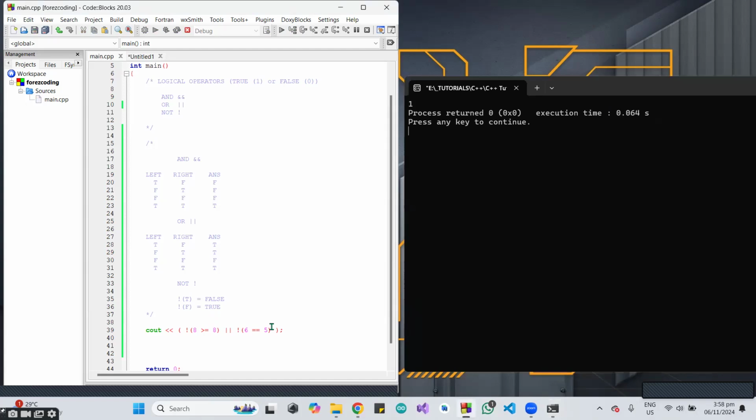Okay, so let's have this one, using AND first as the logical operator. So we have here AND. 8 is greater than or equal to 8. That is true, and we have here not. Therefore, the final answer is false. And in here, 6 is equals to 5. That is false. We have here not. Therefore, the final answer is true.